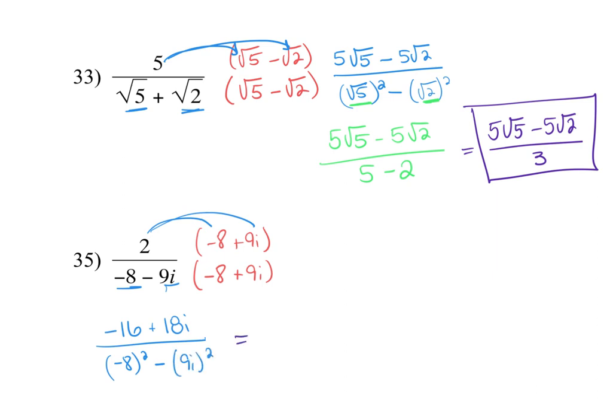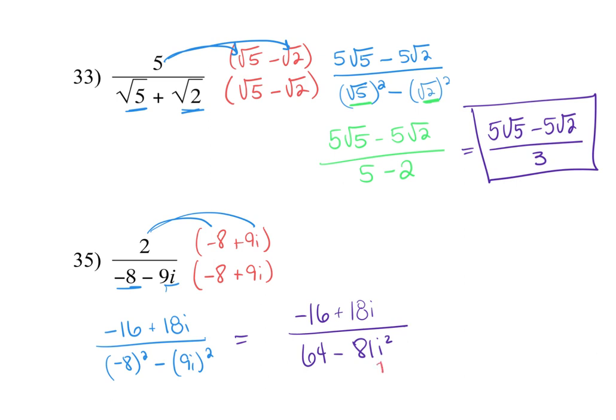On the top, I can't simplify it anymore. That negative 16 and the 18i can't simplify because of that i. It's in there. So I'm going to leave it a -16 plus an 18i. In the denominator, I can do the -8 squared. That is 64. 9i squared. Well, 9 squared is 81. And I have an i squared.